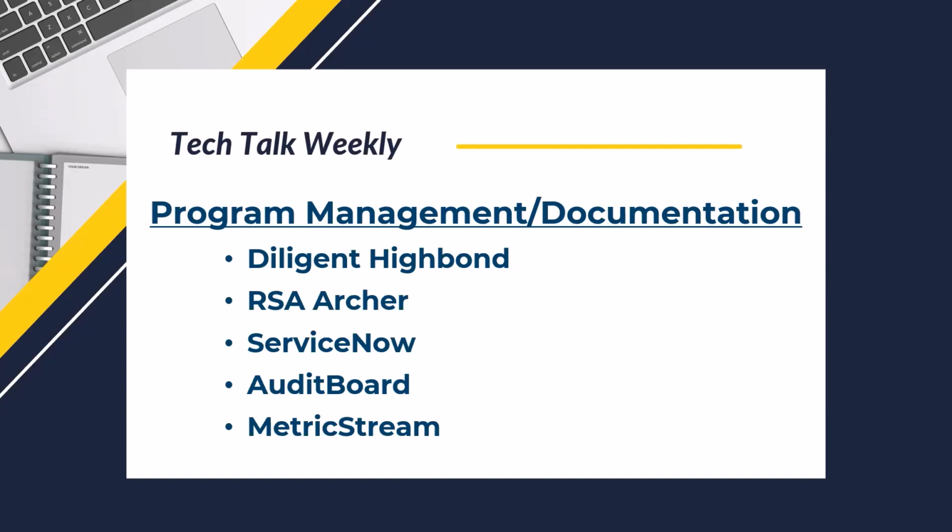If you've not watched that video, check for the last video where I talked about the different GRC tools. I walked through Diligent Highbond so you can see how that's used to manage your audits. You also have RSA Archer, ServiceNow, Audit Board, Metric Stream, and Teammate, and all those other tools. Those are typically used to manage audit programs or GRC programs, and they are also used for the documentation aspect of that. So it's important to know that you have those tools categorized as your program management or documentation tools. Let's look at the next one.